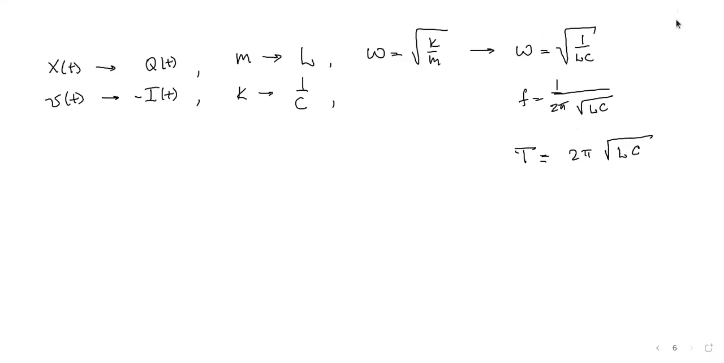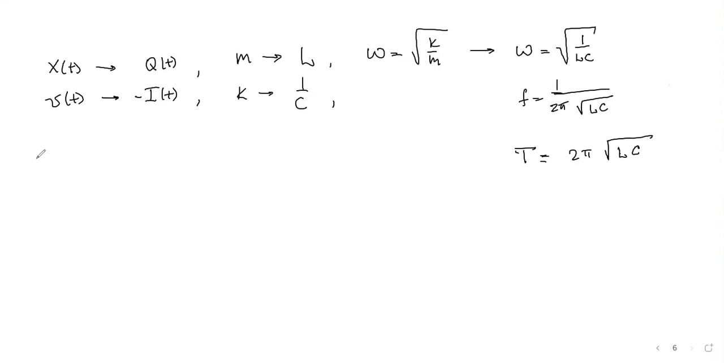Again, we see that the typical time for these LC circuits will be proportional to the square root of inductance. This is a little bit non-trivial. Square root of inductance, not inductance, not linear dependence. But it's okay.